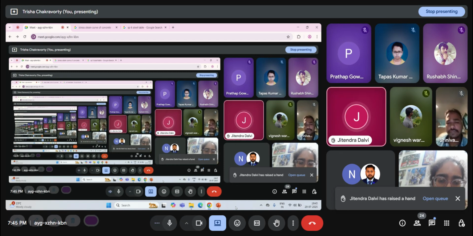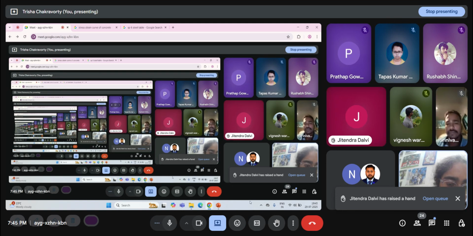Can you mute your phone? Mute your device, please. There's a lot of background noise.